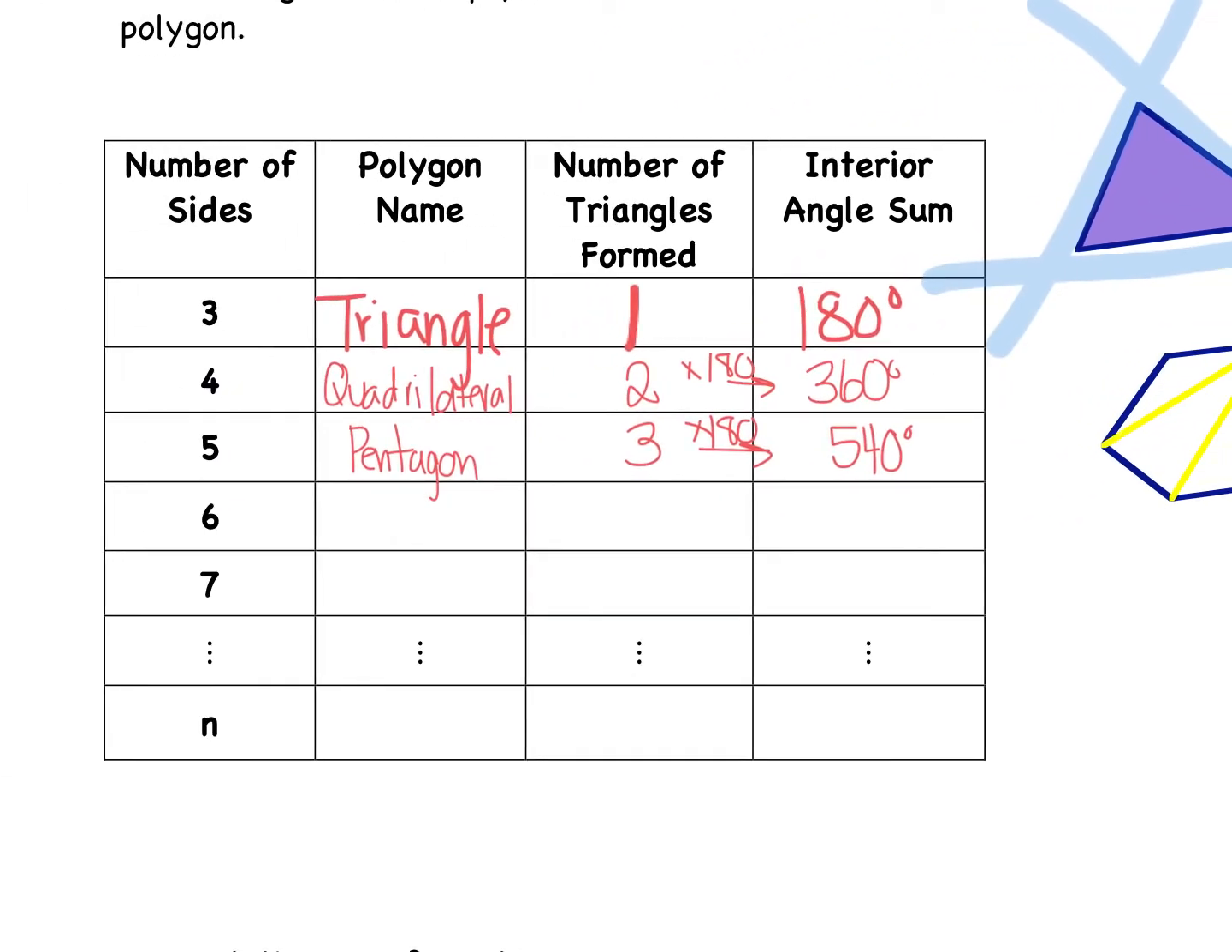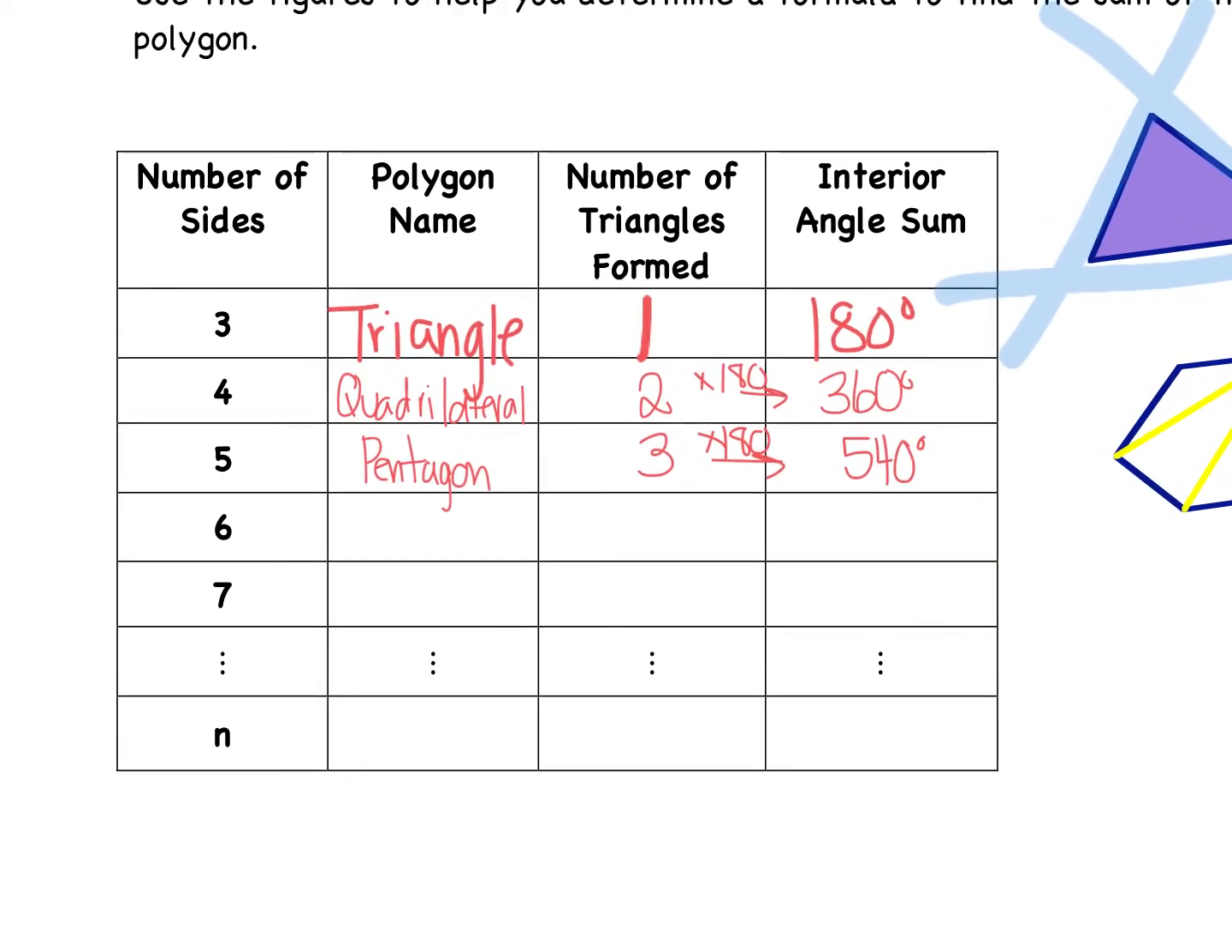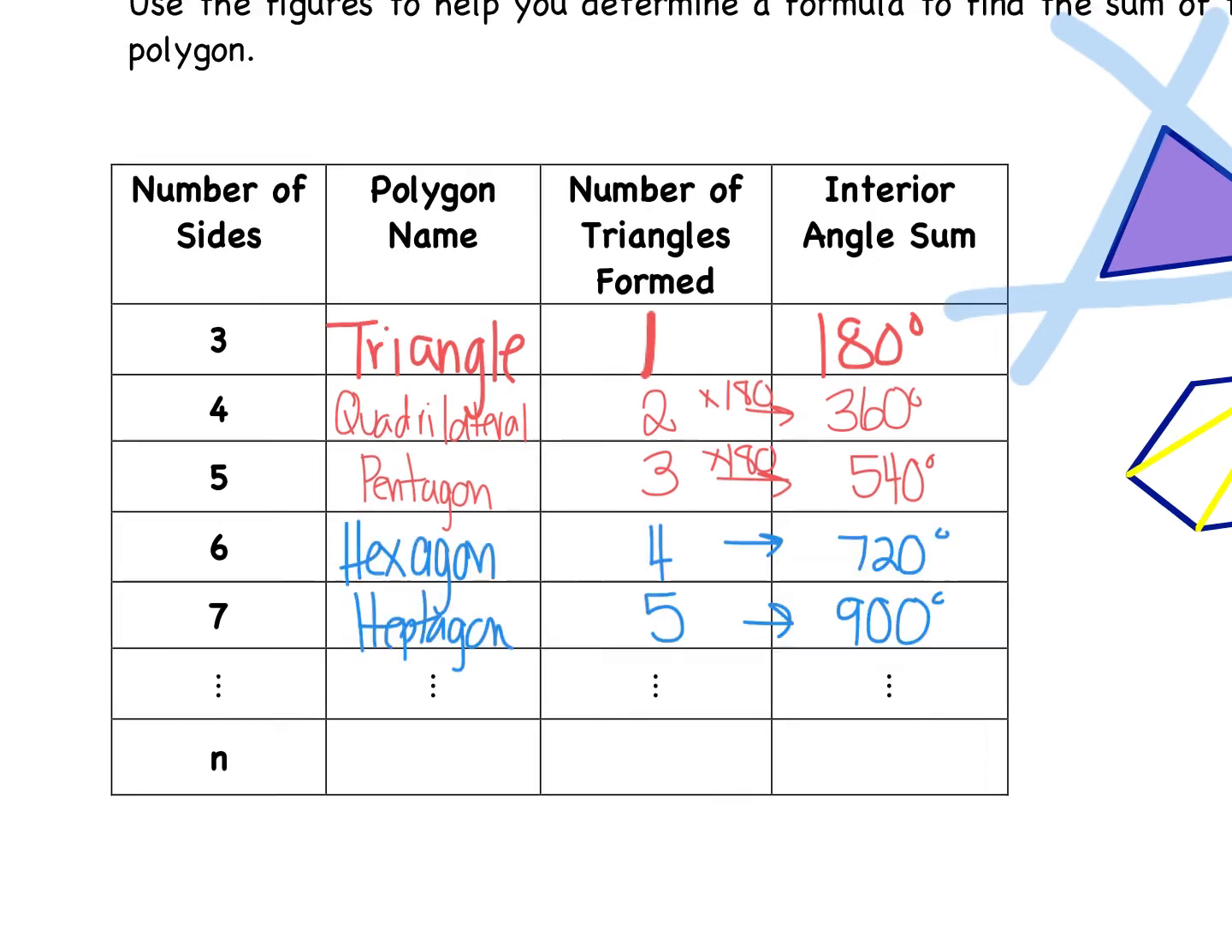Okay, I would like you to fill this out for 6 and 7, and then we'll talk about the generic rule for n number of sides, meaning n could be any number of sides greater than 3, obviously. So pause the video and then fill this in and then unpause it, and we'll see what we all get. Okay, so hopefully if it has 6 sides, 7 sides, you filled in the correct name, the number of triangles, and the interior sum. So let's try to find a pattern.